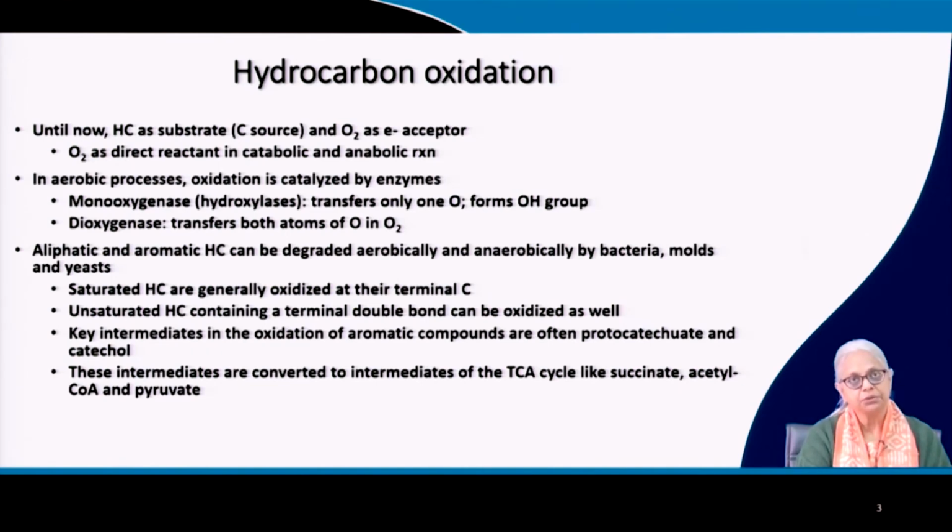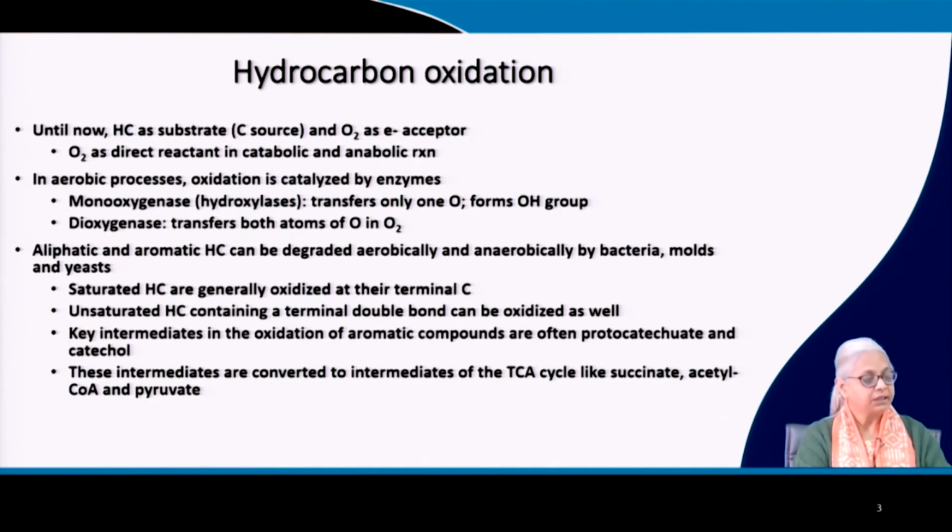In aerobic processes, this oxidation is catalyzed by various enzymes. So there are two categories of enzymes: monooxygenases or hydroxylases, which transfer only one oxygen or they form an OH group, and you have dioxygenases, which transfer both atoms of oxygen in molecular oxygen. So these are the two groups of enzymes that are responsible for the oxidation of hydrocarbons. You can have oxidation of hydrocarbons of both aliphatic as well as aromatic compounds, and both of them can be degraded aerobically as well as anaerobically by bacteria, molds, and yeast.